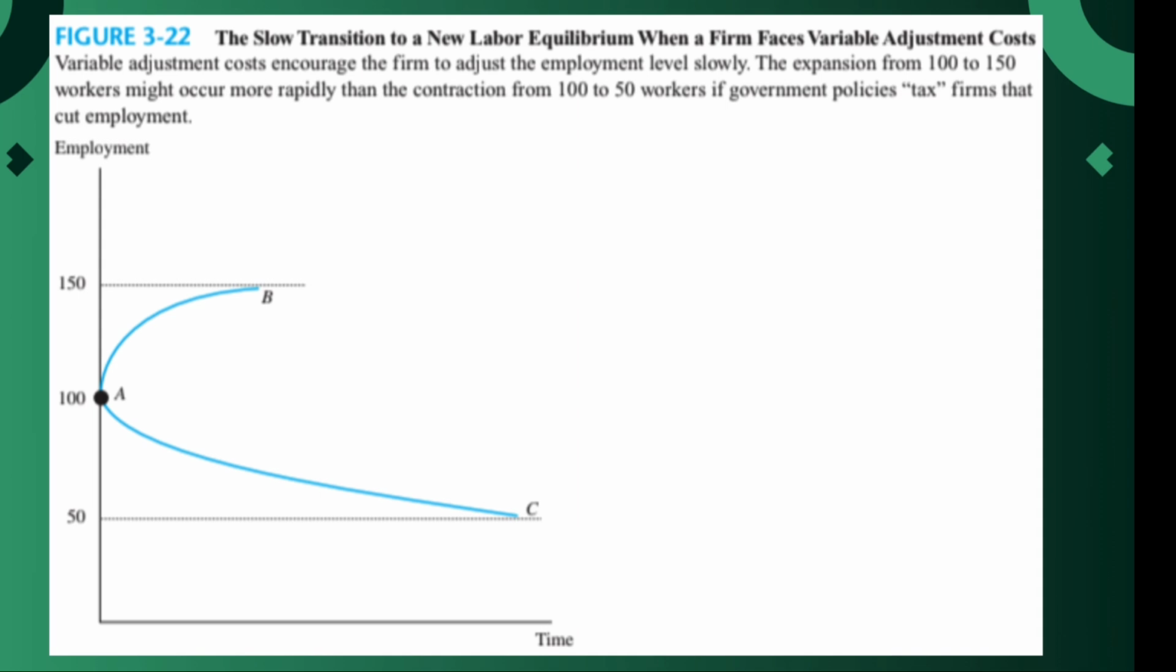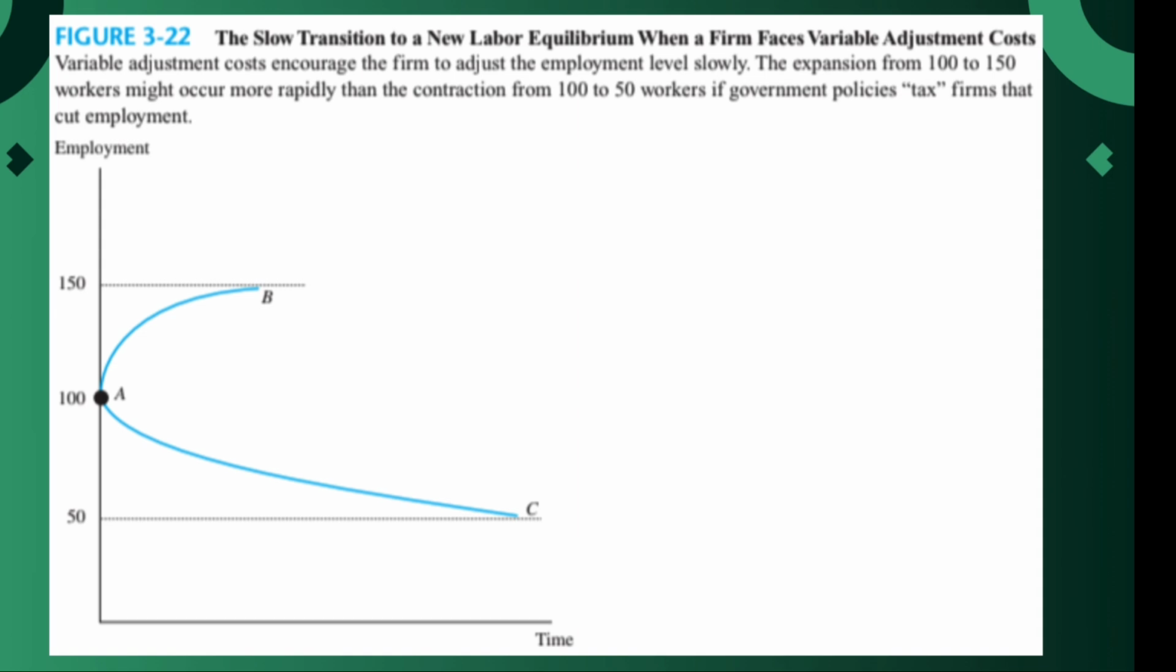A profit-maximizing firm will find that it is not worthwhile to hire all the additional workers immediately, because the cost resulting from hiring a large number of workers at the same time exceeds the cost incurred when hiring just a few workers at a time.